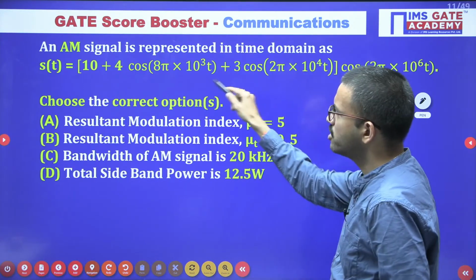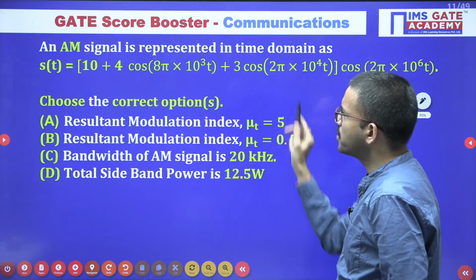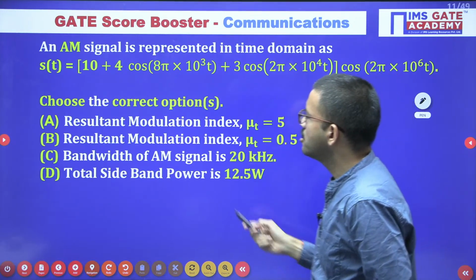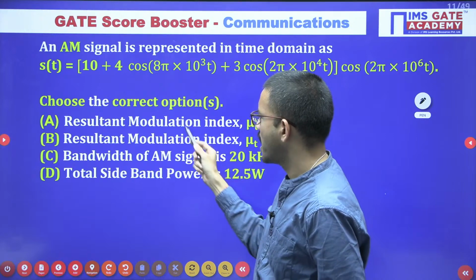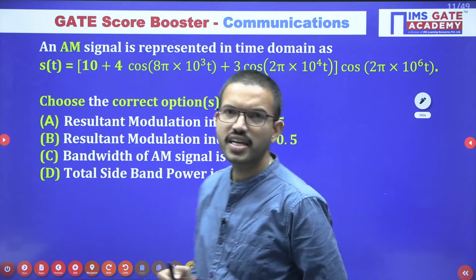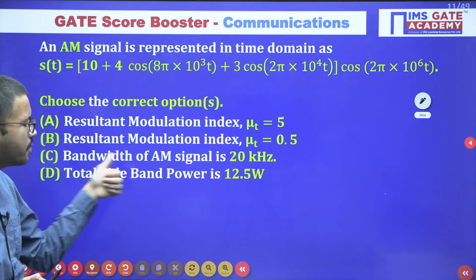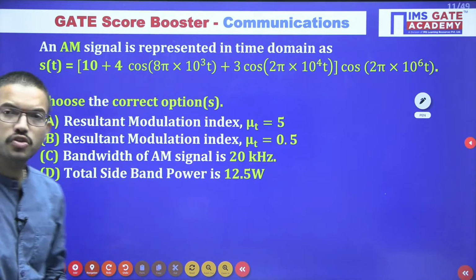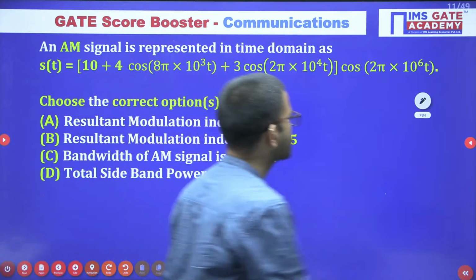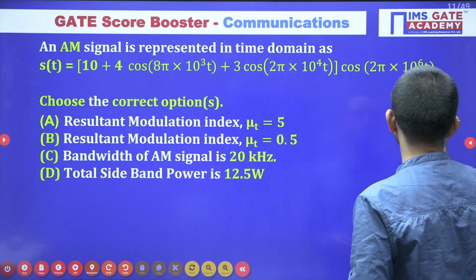So in this question, I have given one AM signal. Now regarding this particular AM signal, you have two choices regarding the modulation index, one choice regarding bandwidth, and one choice regarding total sideband power. So all of you give a try.